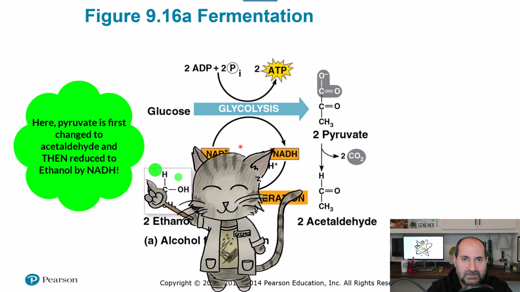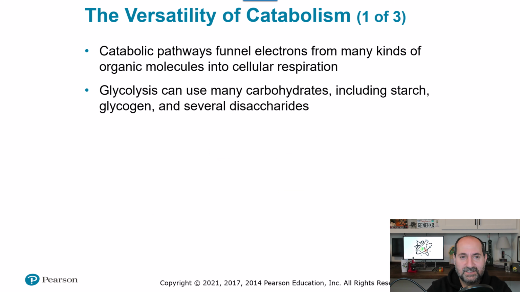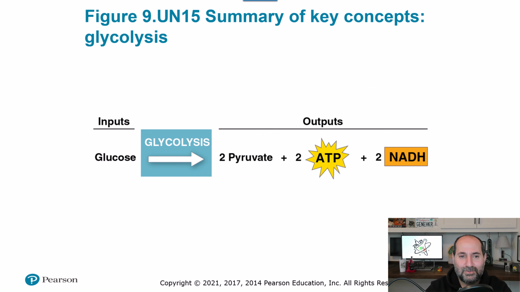So what do you need to know? You need to know that during fermentation, again, the limiting factor that must be replenished is NAD+. The way it's replenished is not by directly reducing pyruvate, but by first changing pyruvate to acetaldehyde and then reducing that to ethanol. Again, we net 2 ATP, and this occurs in those organisms that undergo alcohol fermentation. All right, and I think that was it. Those were the important concepts and important steps to Chapter 9.